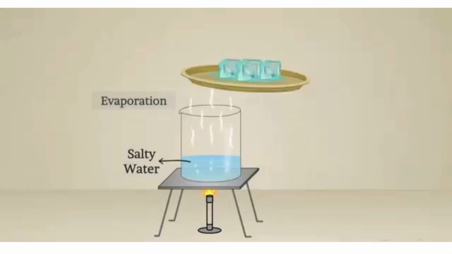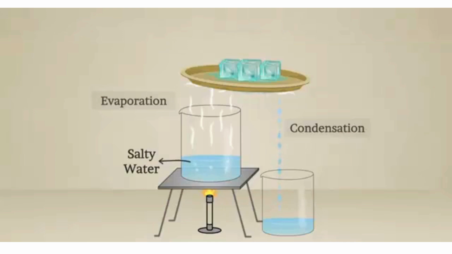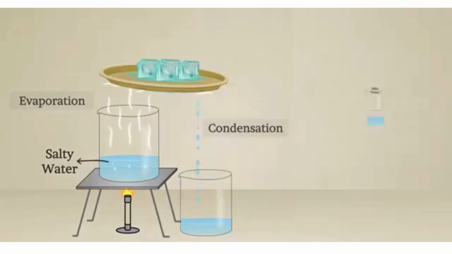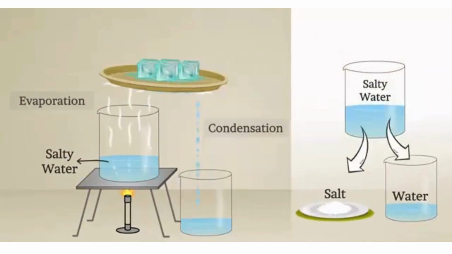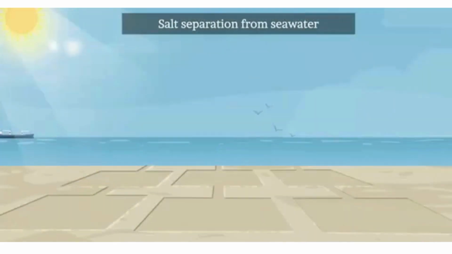The vapors are cooled to form water, which is collected in another beaker. The process of conversion of vapor into water is called condensation. With the help of evaporation and condensation, it is possible to separate components of solution. For this method to work, different components must have different boiling points. Boiling point is a temperature at which liquid substance gets converted into vapor form. We use this method to separate salt from seawater.